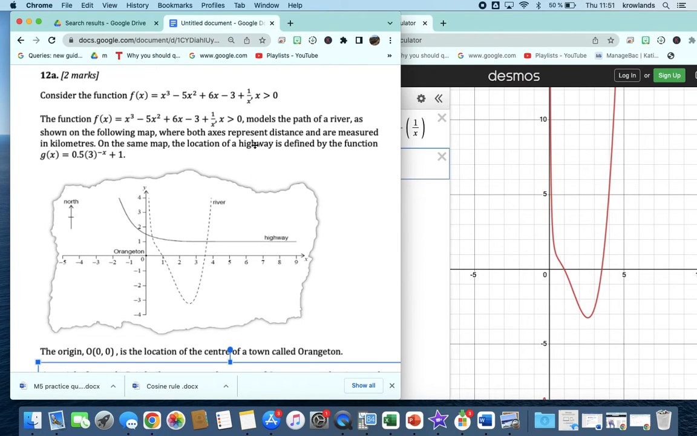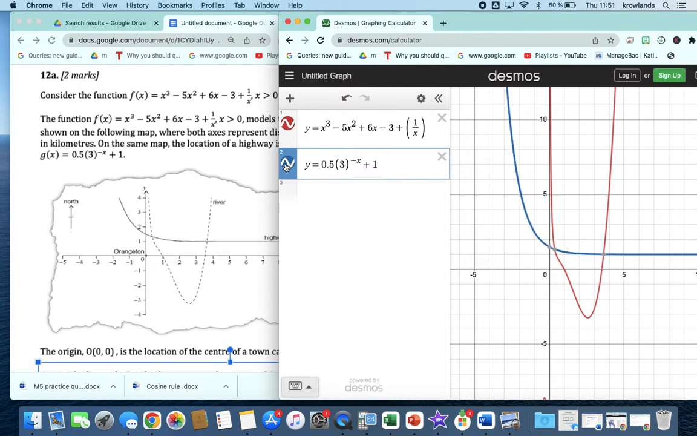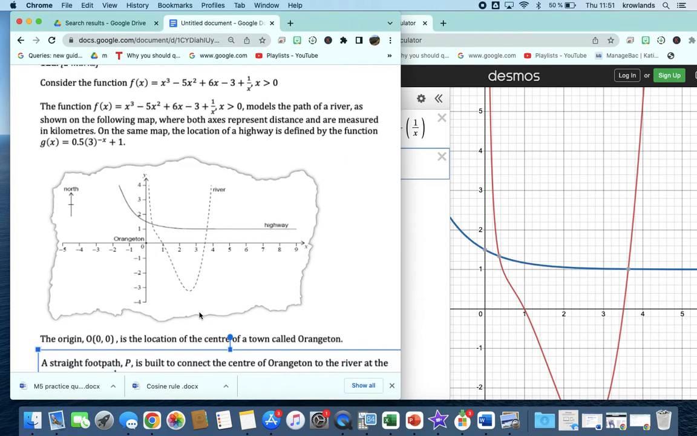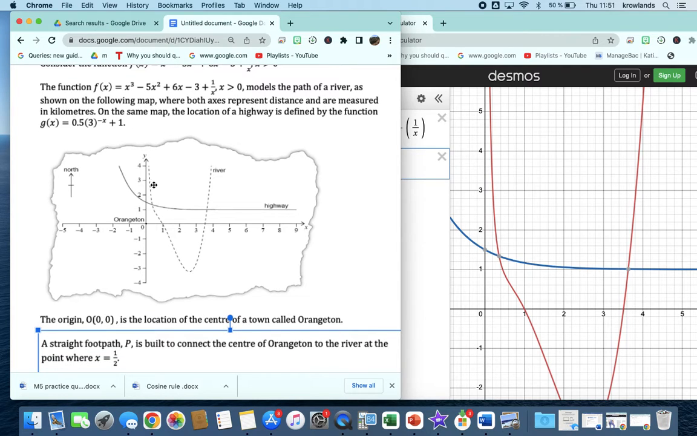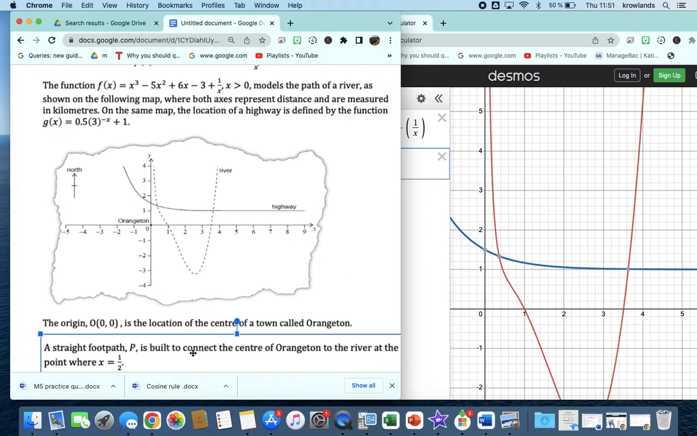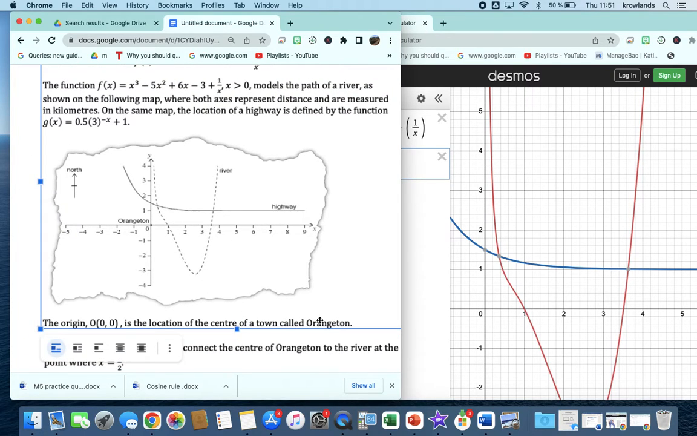The location of a highway, which is the solid line, is defined by the following function, g of x. So now you can see that our diagram on the right matches the diagram on the left. The origin (0, 0), which is just where the two axes cross, is the location of the centre of a town called Orangutan.